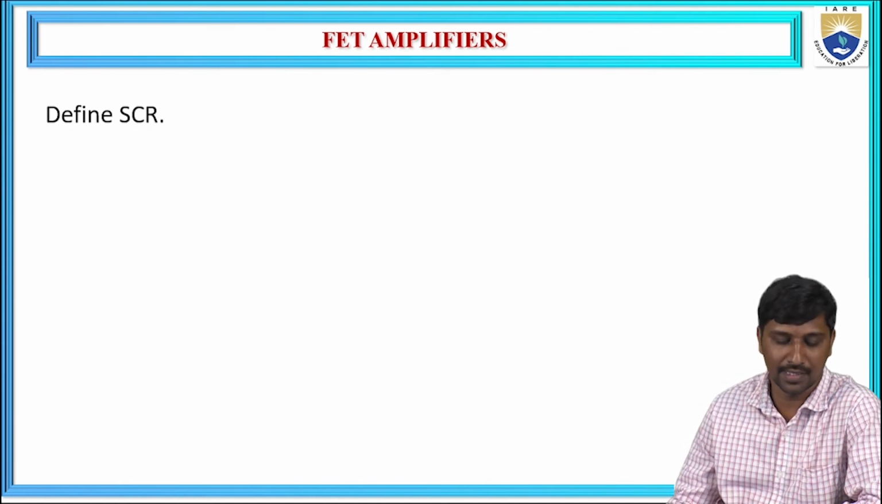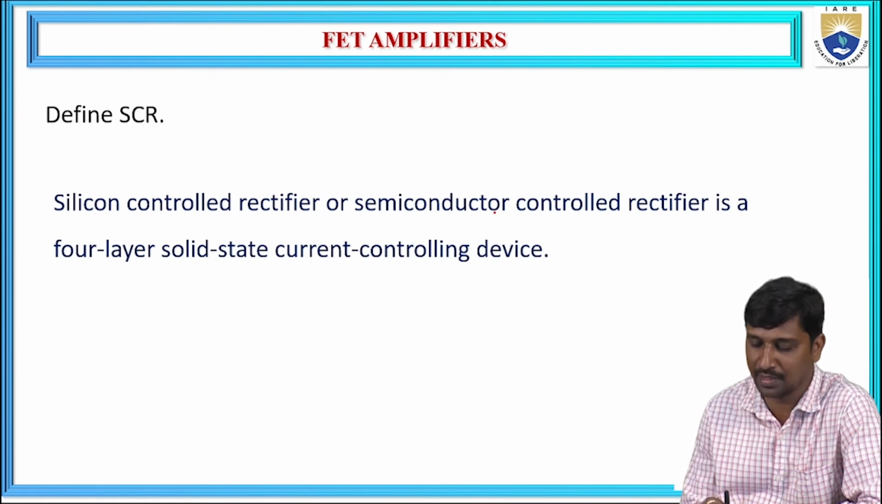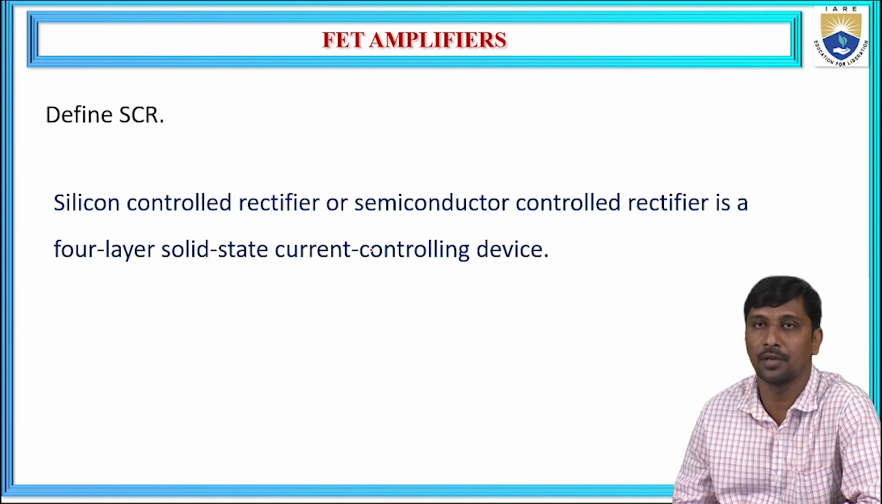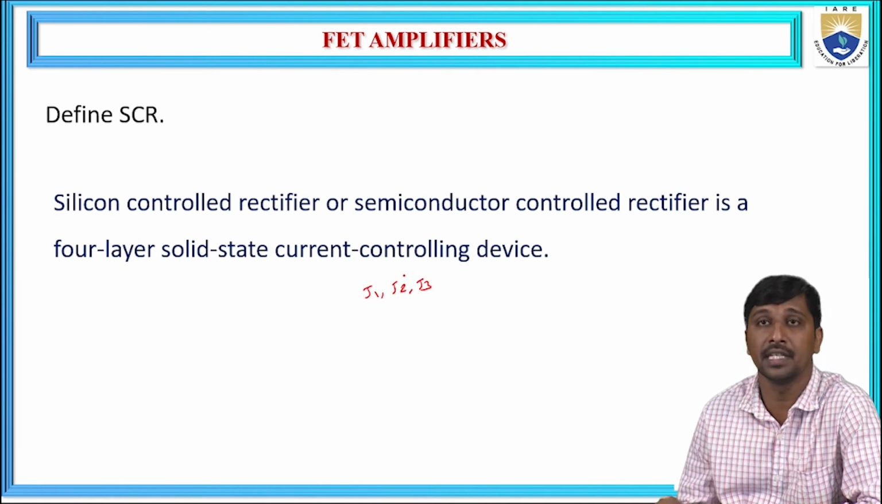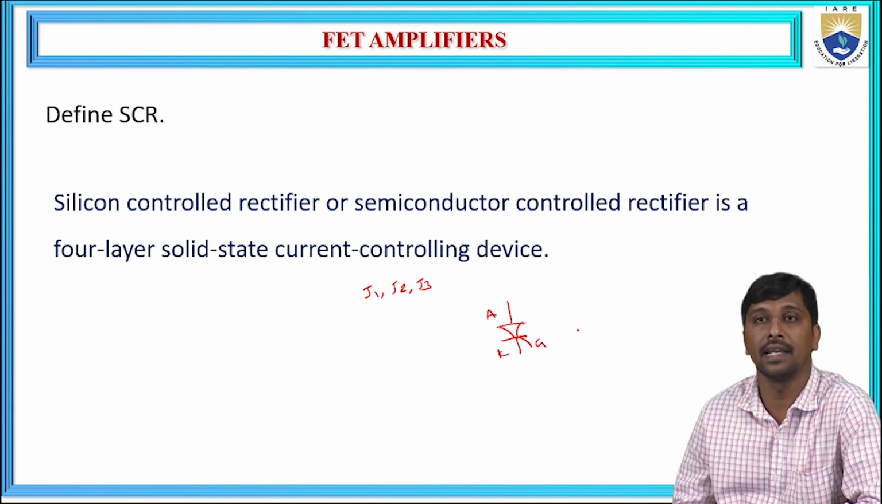Now define SCR. The SCR is a silicon controlled rectifier. It is also called a semiconductor controlled rectifier. It is a four-layered solid state controlling device. It also contains three junctions, represented as J1, J2, and J3. This is the symbolic representation: this is the anode, the cathode, and the gate.